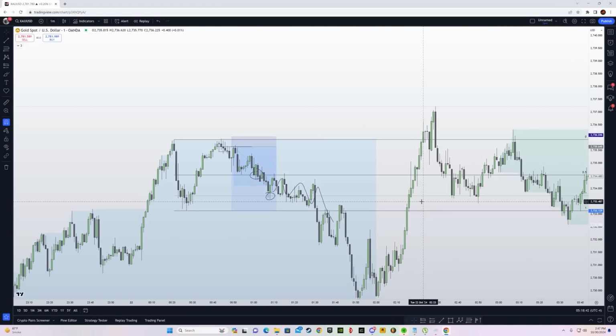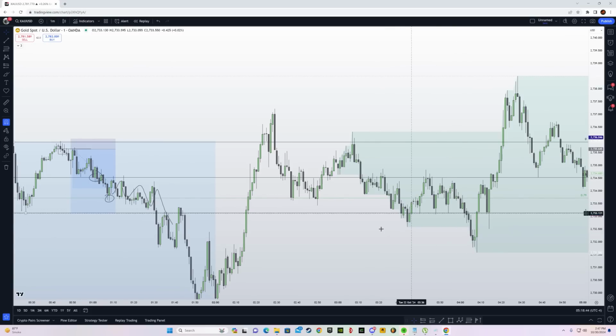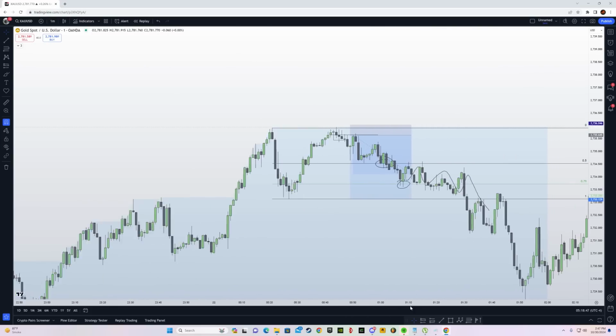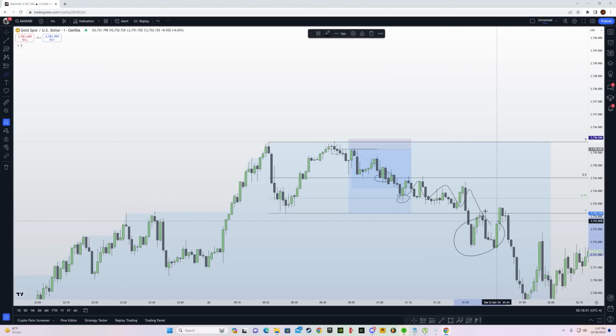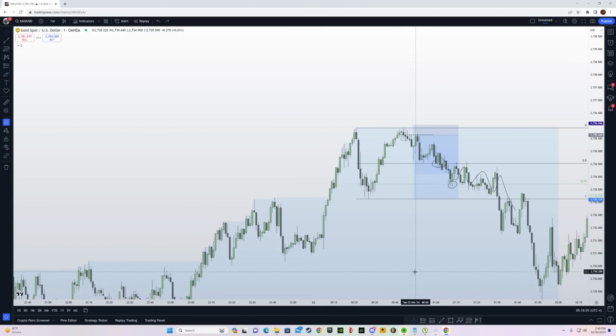Then you can see we came back into the range, and then we just played around this range for the rest of the day. But our move was over when we took out the range low. So we took out the range high, and then we took out the range low. That's pretty much it. Let's move on to the next example.